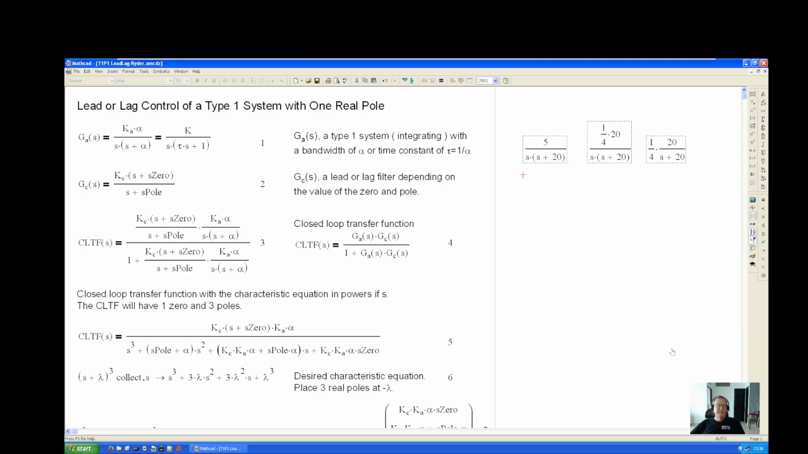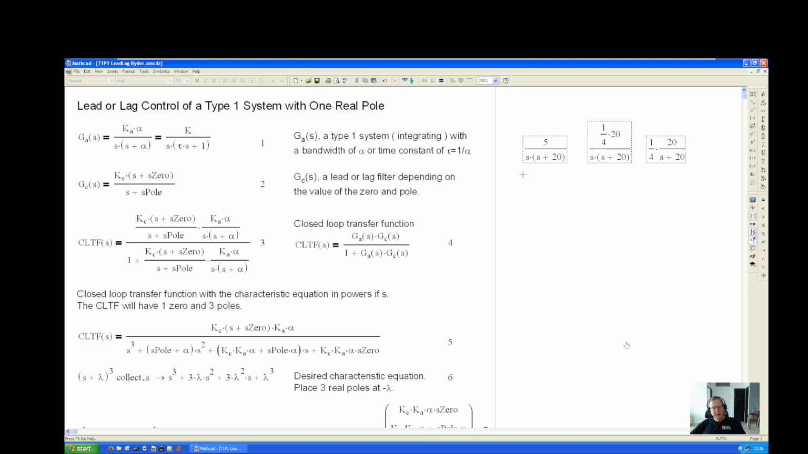Hello. This video is going to be about using symbolic processing to find the gains for a lead lag filter, and I want to show why it's superior to using Root Locus, and it's also much simpler.